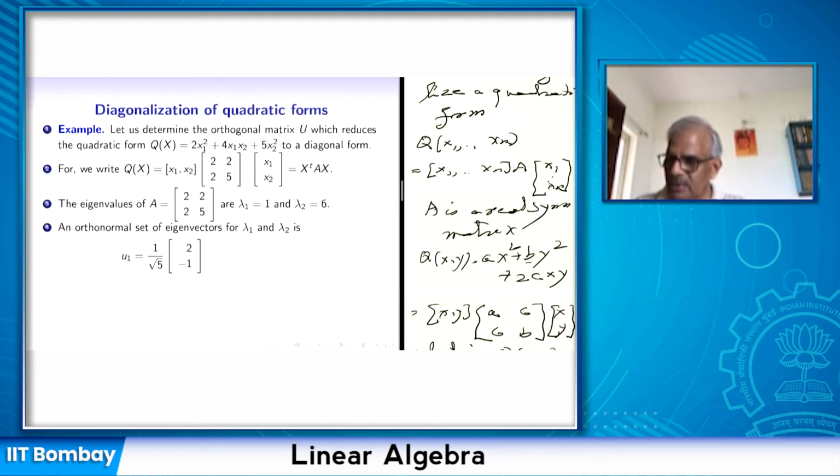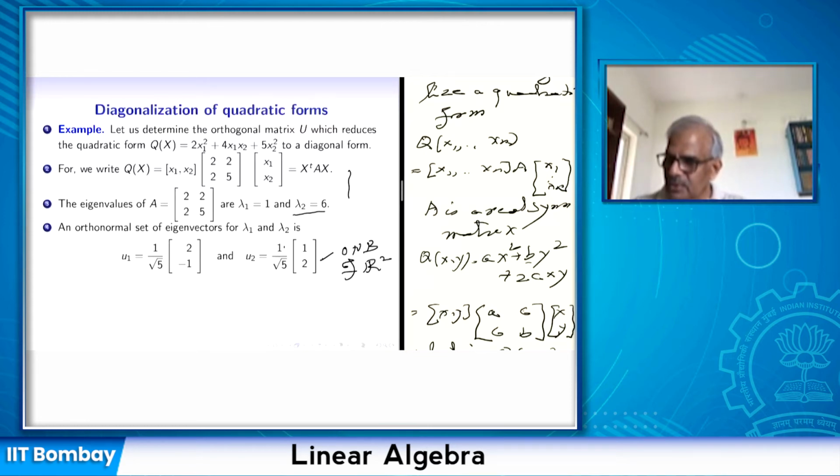So determine the eigenvector for lambda 1 equal to 1. This will be this, and I divide by the length. Length is root 5, so U1 becomes a unit vector. Similarly, find the eigenvector corresponding to lambda 2 equal to 6, and this is 1, 2, and divide by the length. This is 1 over root 5. So these two form an orthonormal basis of R2.